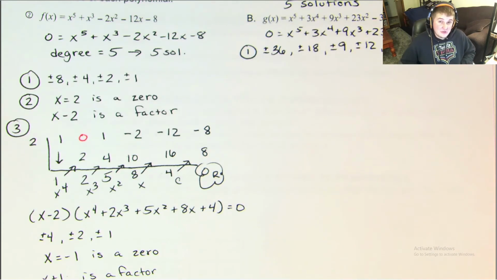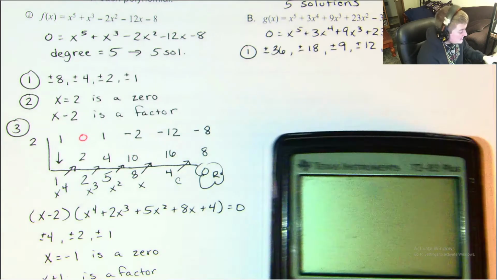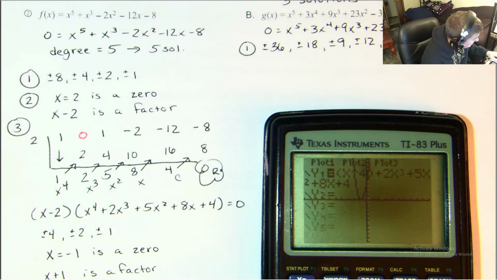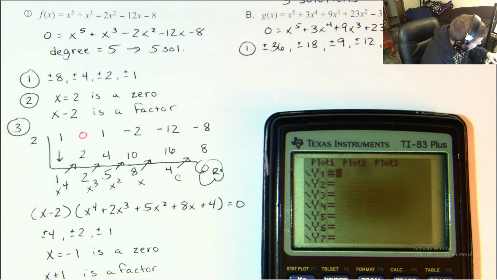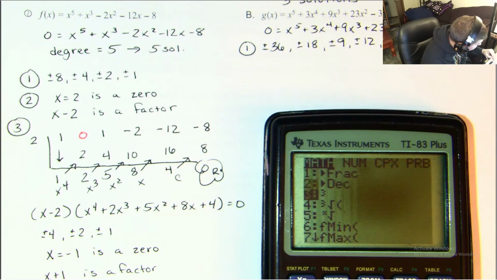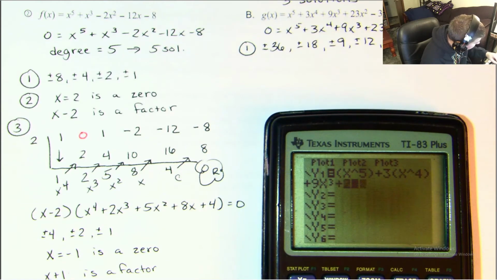Or possible solutions. So again, you don't want to have to plug those in and figure out which ones make them equal to 0. Okay, that's going to be way too much work. That's why we have the calculator. So let's plug this into the calculator. Okay, so we're going to go x to the 5th plus 3x to the 4th plus 9x to the 3rd plus 23x squared. It looks like we're missing the regular x term, which is fine.